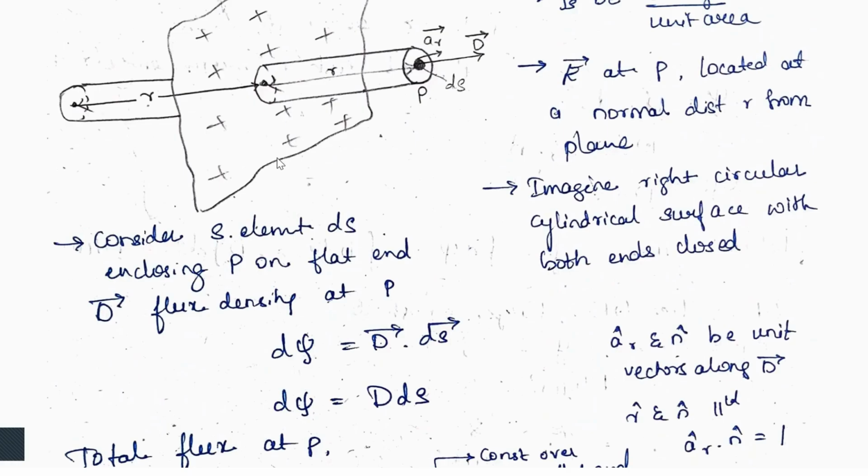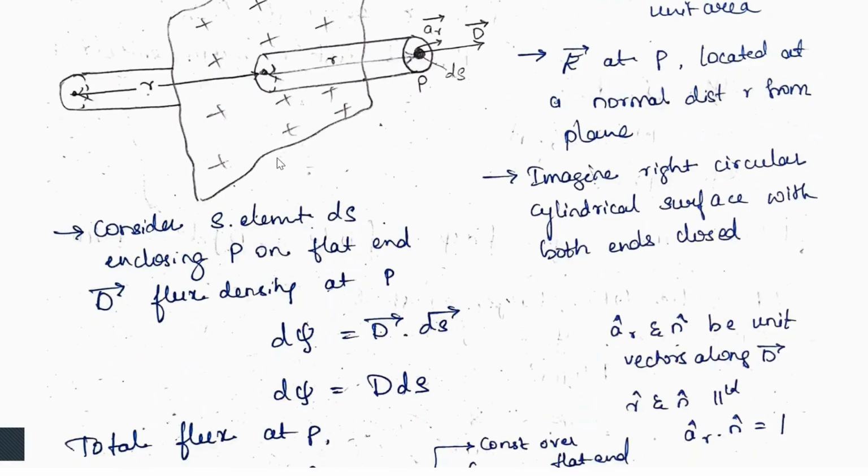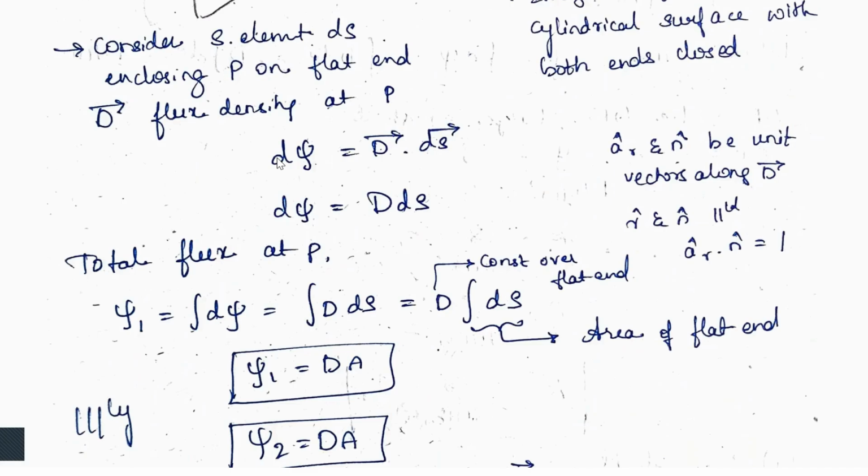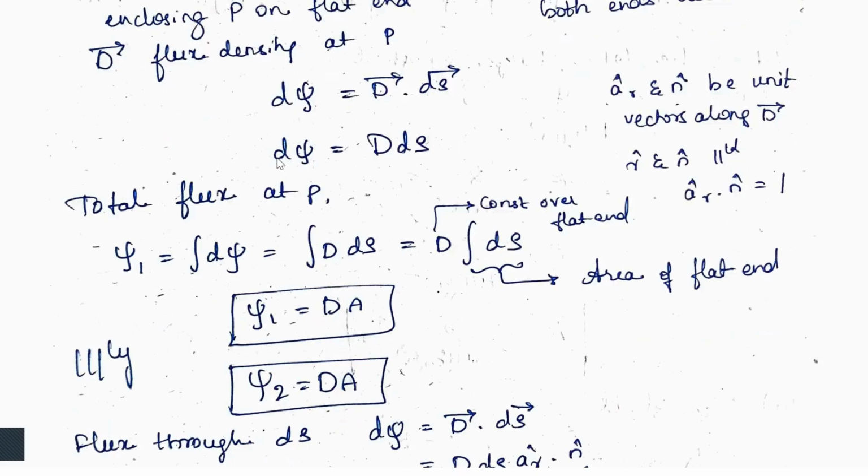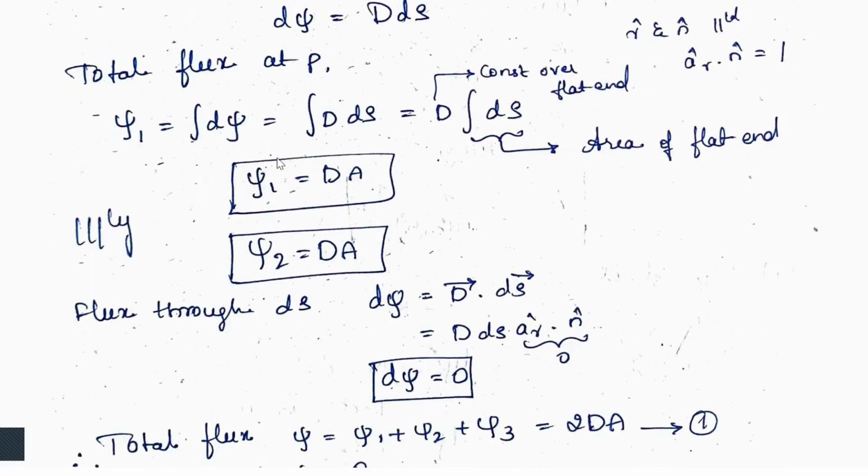dψ is equal to D vector dot dS vector. So what will dψ be? a_r cap and n cap are the unit vectors along the D vector. They are parallel, hence the dot product is 1. So it becomes D dS. For total flux we have to integrate. On integrating, remove the constant outside, that is constant over the flat end. Next, the area of the flat end will be dS. So ψ1 is equal to DA. Similarly, for ψ2 also it will be DA only.